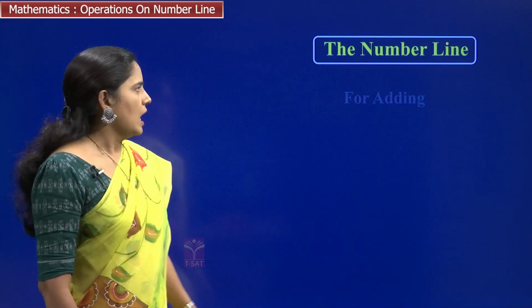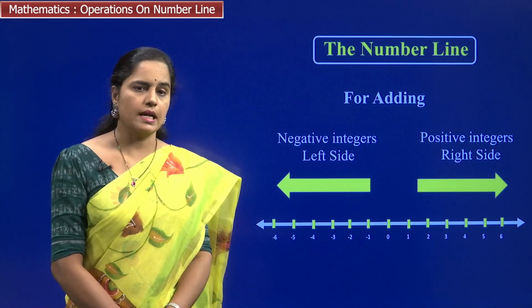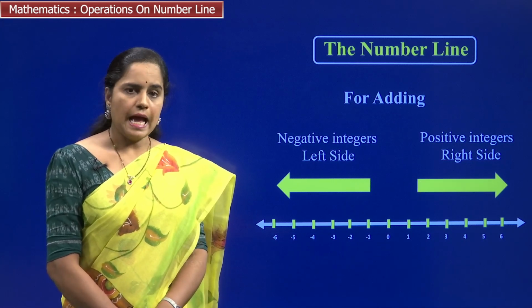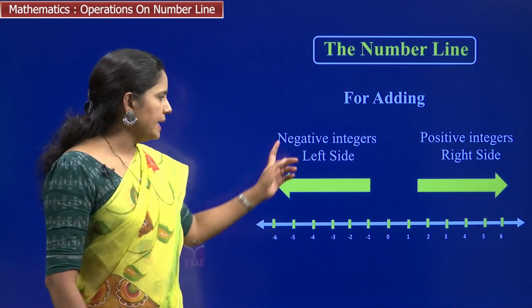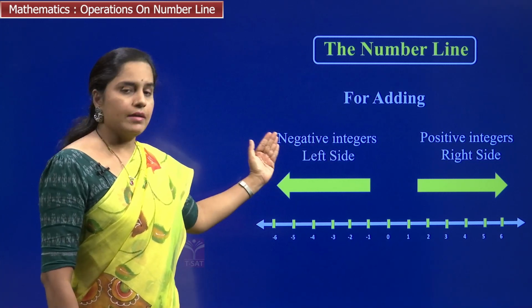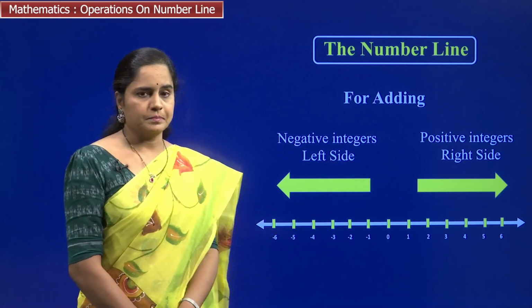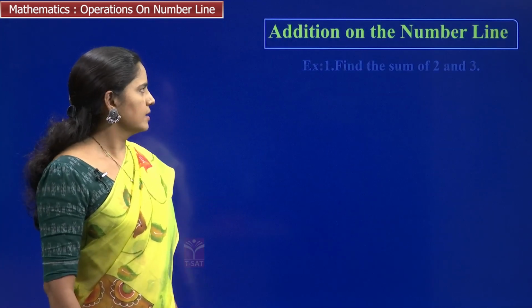So next, the number line for adding. How to add numbers on the number line? For adding negative integers, we go to the left side. For adding positive integers, we go to the right side on the number line.